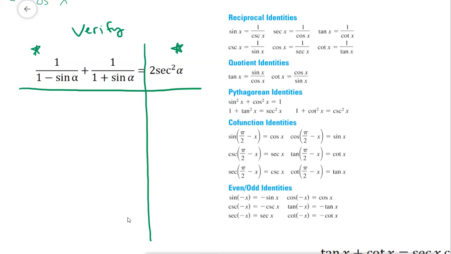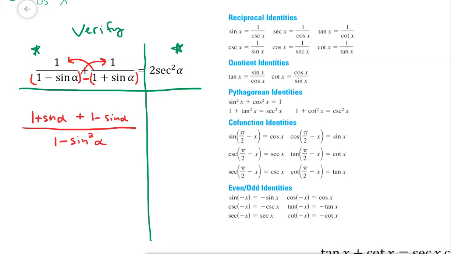If you recall our fraction pattern, I'm going to take this, times it by this 1. I'm going to take this and times it by this 1. And I'm going to times these two together. What I'm going to get is 1 plus sine of alpha, plus 1 minus sine of alpha, all over, that's the difference of squares, 1 minus sine squared of alpha.